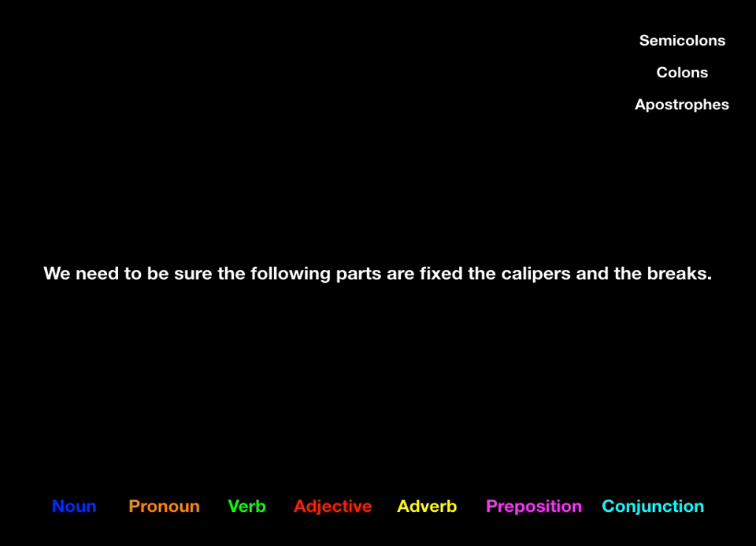We need to be sure the following parts are fixed: the calipers and the brakes. This sentence possesses a list at the end: calipers and brakes. This indicates that we are likely dealing with a colon usage. However, before we can incorporate a colon, we need to ascertain whether we have a complete sentence before this list. We should note the verb need, as well as the subject we. We now need to determine whether we have a complete thought before this list.